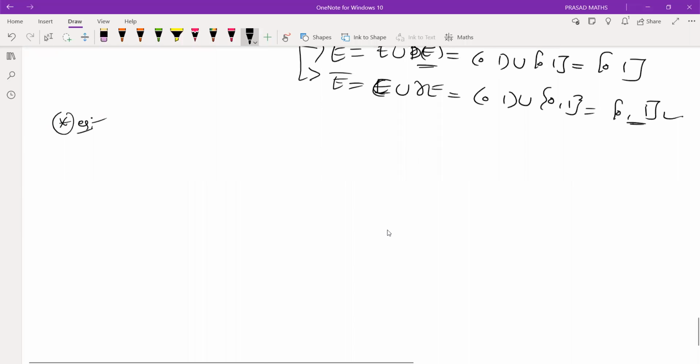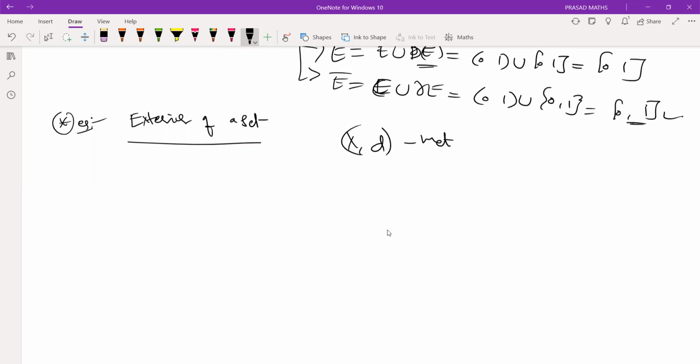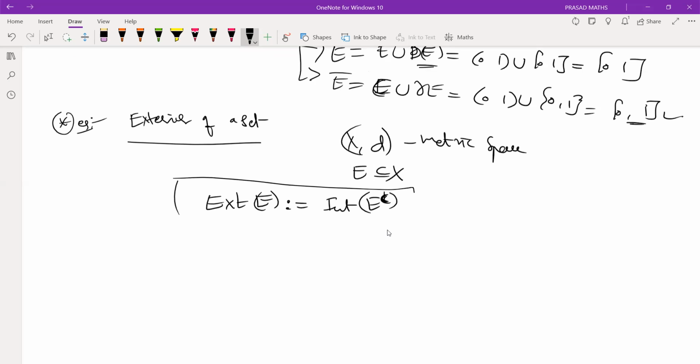Right. Suppose exterior of a set means exterior point, exterior of set. You start with again metric space. You start with any subset of X. Right? Exterior of a set is denoted by like this. My definition is interior of the complement. Interior of the complement. This is my definition. Interior of the complement, interior set of the complement of the set. Right? So suppose we start with usual.